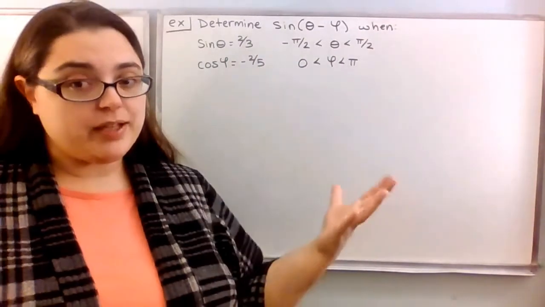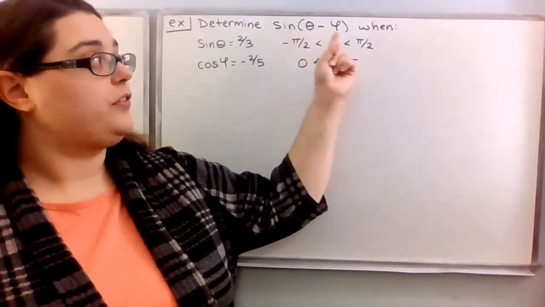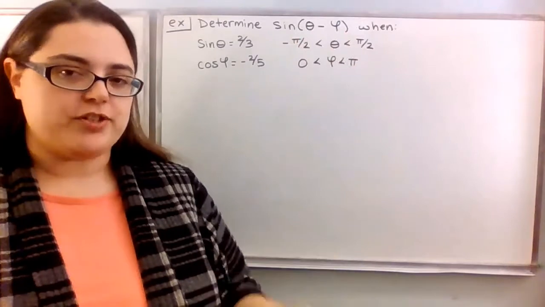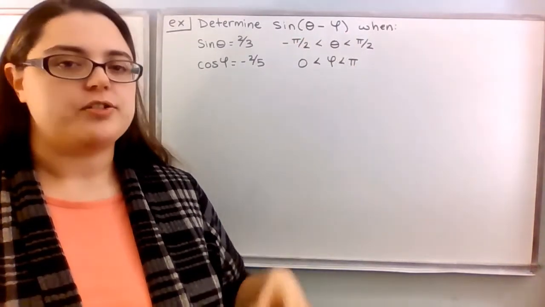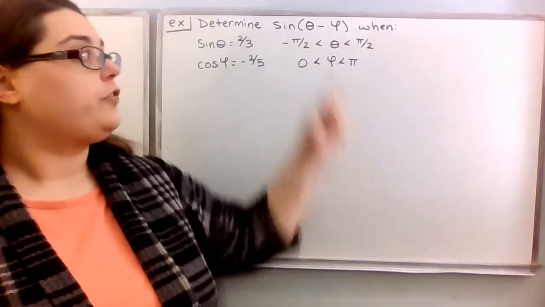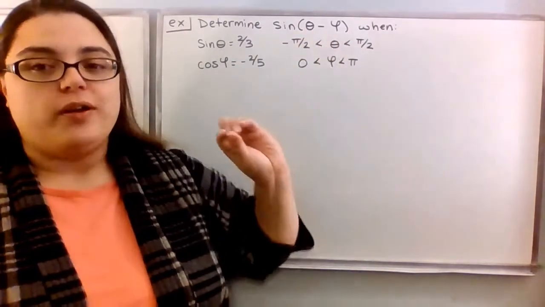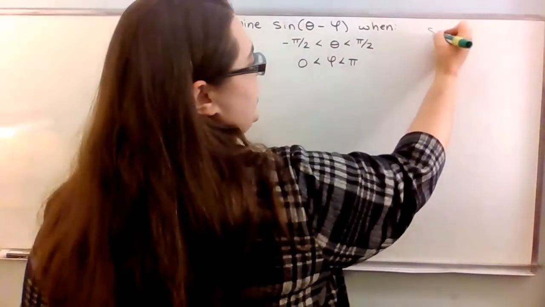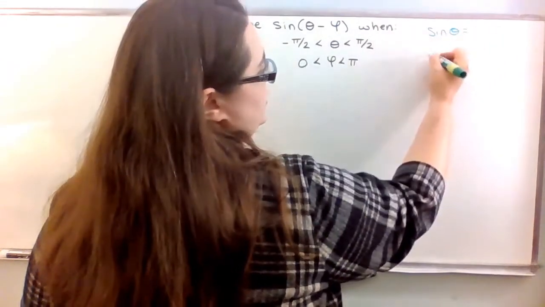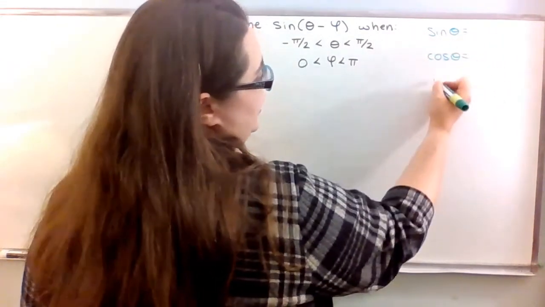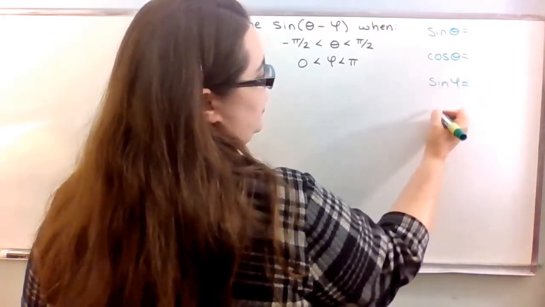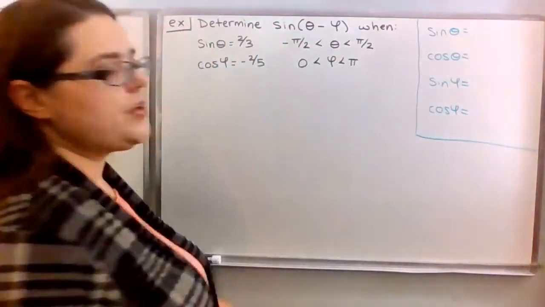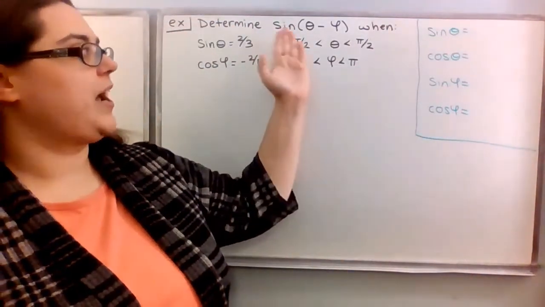So in the big picture, we're going to need a difference formula for sine because we have a difference of two angles here. And our difference formula for sine is going to be sine, cosine, cosine. So we're going to need to know sine and cosine for both angles. When I attack a problem like this, I make a list off on the side. I need to know sine of theta, cosine of theta, sine of phi, and cosine of phi. Once I have those four values, I'm going to be able to find sine of theta minus phi.